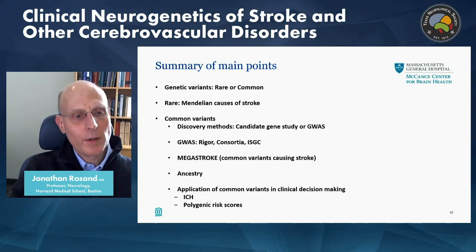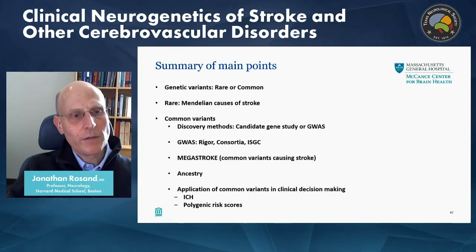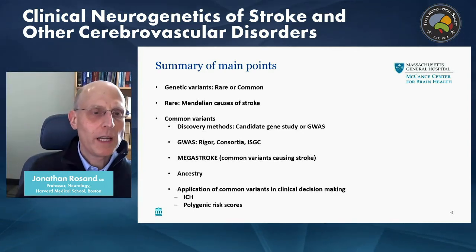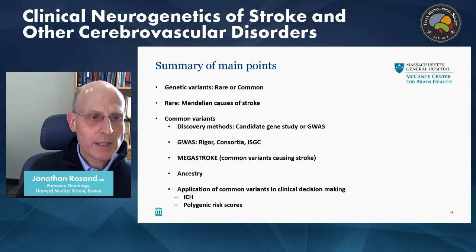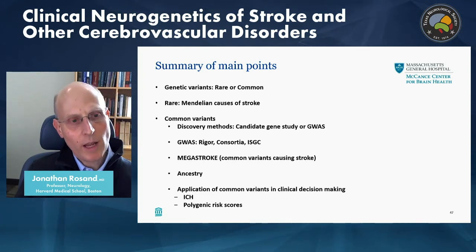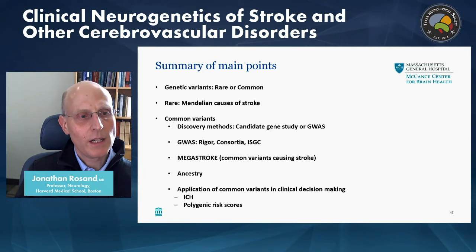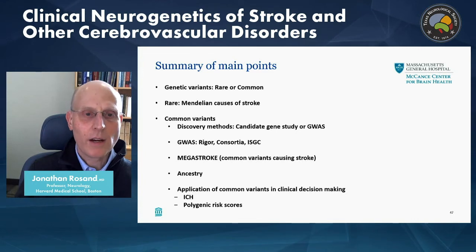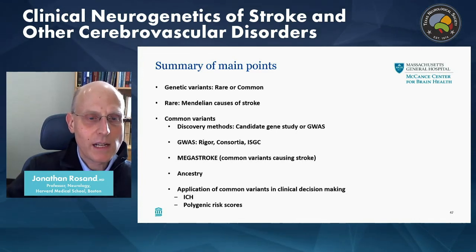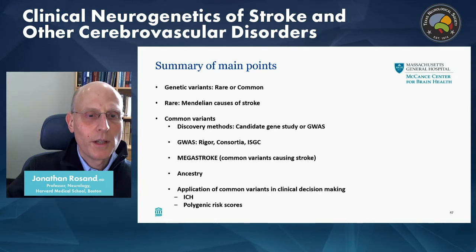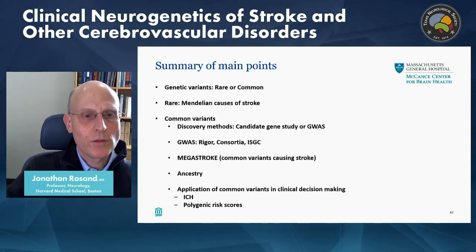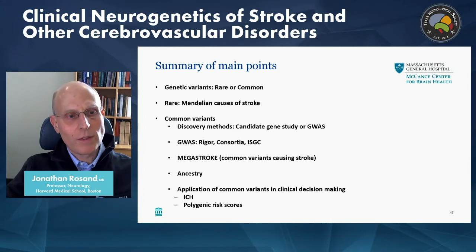So just to summarize, I've reviewed for you the way in which we think differently about rare and common variants, and how the rare variants with large effect sizes are what are responsible for Mendelian stroke syndromes that we see running in families, generally in stroke in the young. We went over common variant discovery methods and how genome-wide association studies really have supplanted candidate gene studies going forward, and allowed us for the first time to control rigorously for what we call population stratification.